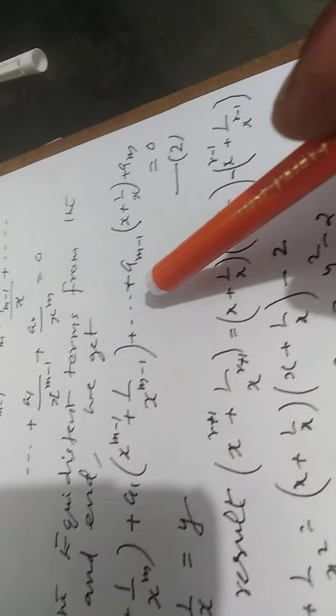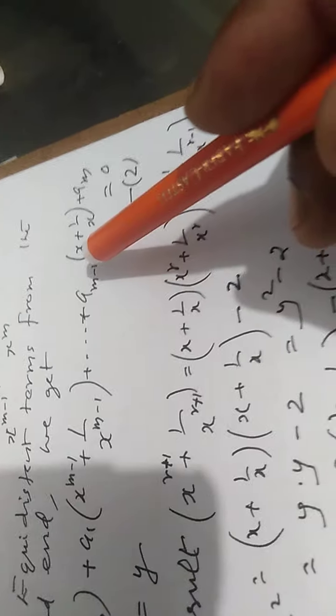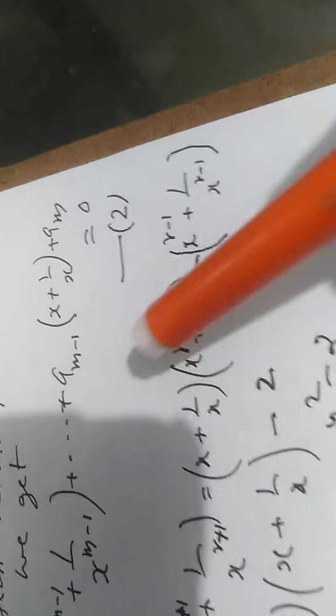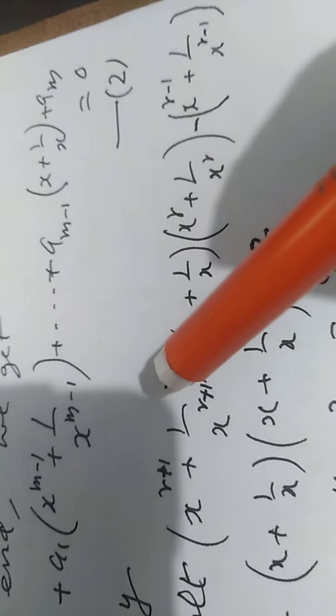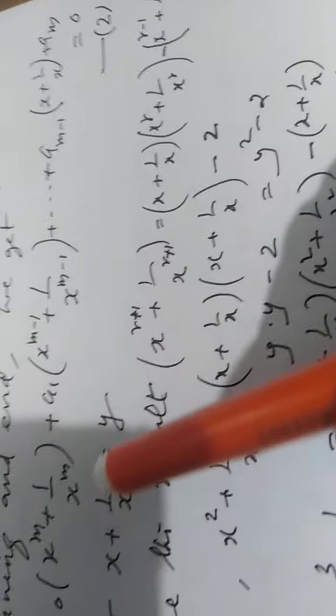Pairing the equidistant terms from the beginning and end, that is, taking pairs of first and last, second and last but one, etc., and taking the common coefficient outside, we get a0 times x raised to m plus 1 by x raised to m, plus a1 times x raised to m minus 1 plus 1 by x raised to m minus 1, plus etc., plus a m minus 1 times x plus 1 by x, plus am equal to 0. Equation 2. Here put x plus 1 by x equal to y.